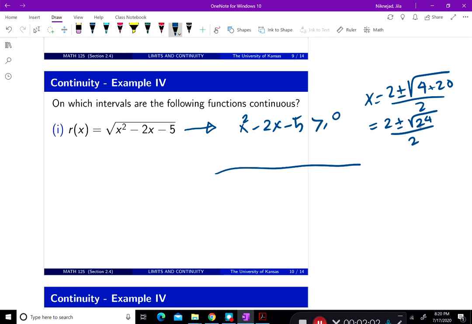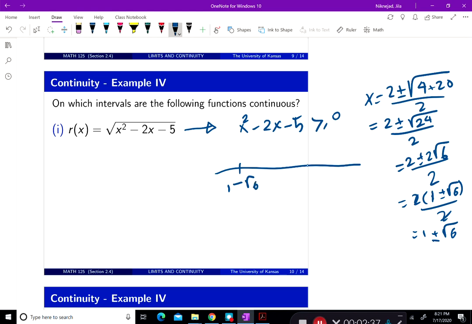In simplifying this, it's going to require taking a 4 outside the square root, and it's going to be 2 square root of 6 divided by 2. Then factoring 2, 1 plus or minus square root of 6 divided by 2, and you end up with 1 plus or minus square root of 6. The lower number is 1 minus square root of 6. The upper number is 1 plus square root of 6.